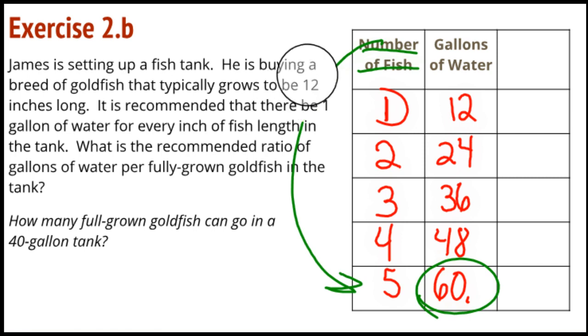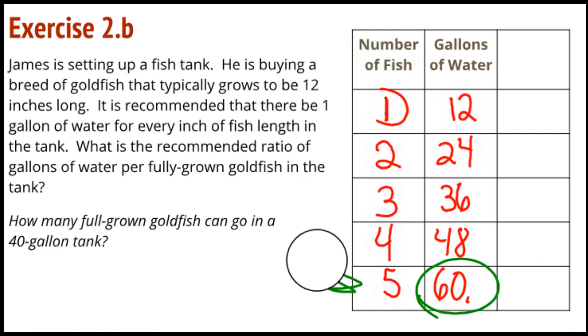Now, if I've got a 40-gallon tank, how many full-grown fish can go in a 40-gallon tank? Well, let me look down my gallons here. I've got a 36 and I've got a 48, but I don't have a 40, so now I've got to do a little bit of thinking here.